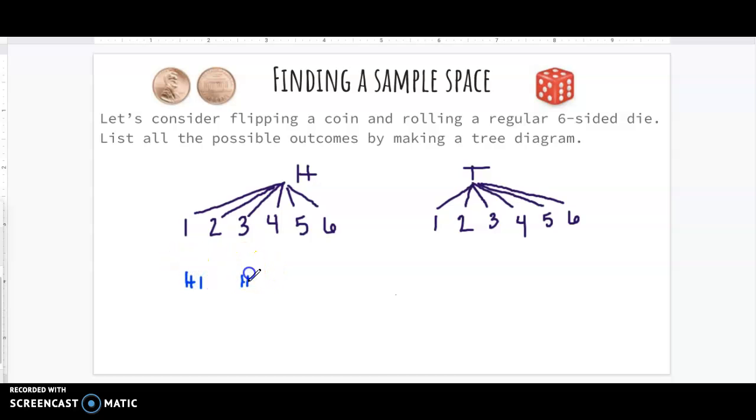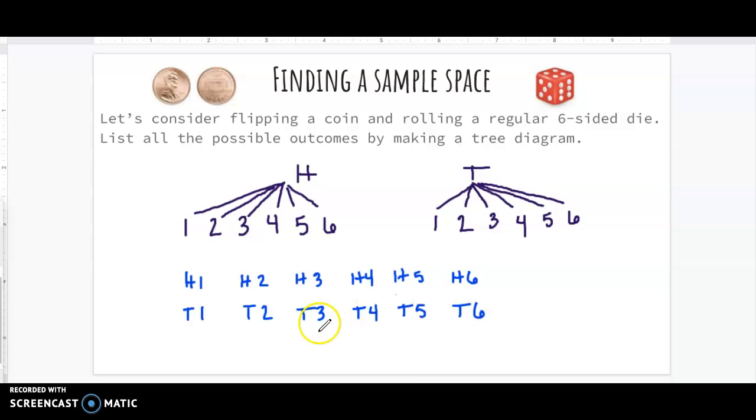I have a heads and the number 2. I have a heads and the number 3. I have a heads and the number 4, a heads and the number 5, and a heads and the number 6. I also have a tails with the number 1, a tails with the number 2, a tails with the number 3, a tails with the number 4, a tails with the number 5, and a tails with the number 6. Those are all of the situations that I could possibly have if I flip a coin and roll a dice.